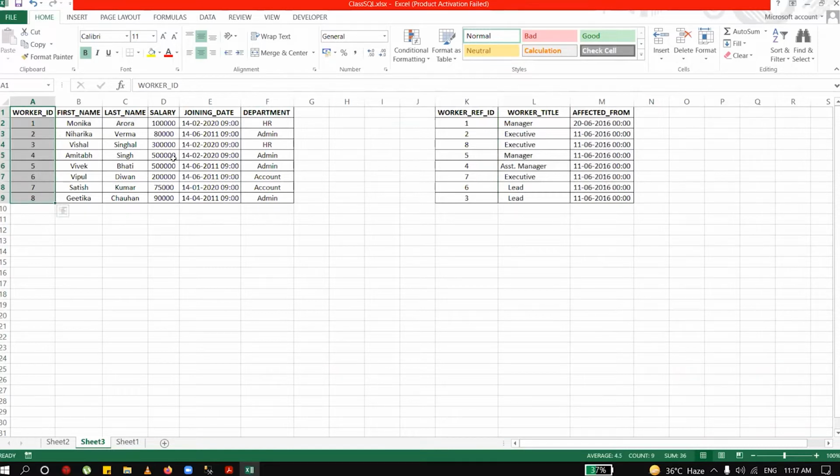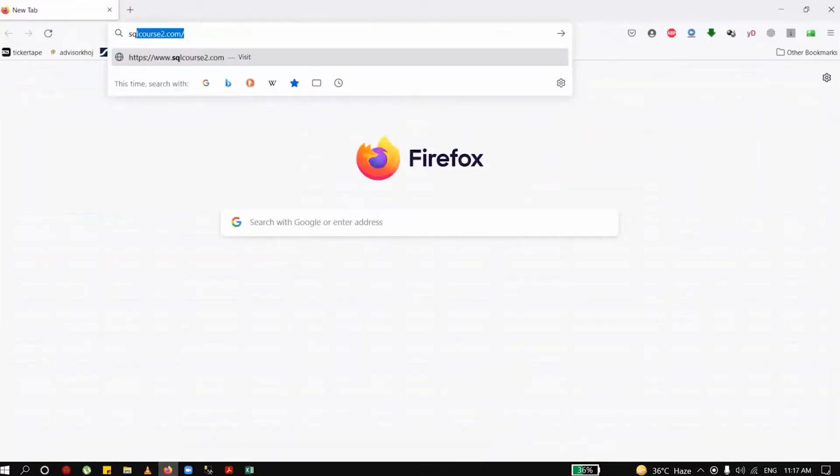For making a join, you have to have some primary key. Primary key is something which is unique in both the tables. It can be anything. The key name can be different. As you can see, worker ID and worker reference ID are different names, but I know that they are just an ID. So there should be some unique column present in both the data sets, which I can treat as a key. And what types of joins can I have? I can have four types of joins.